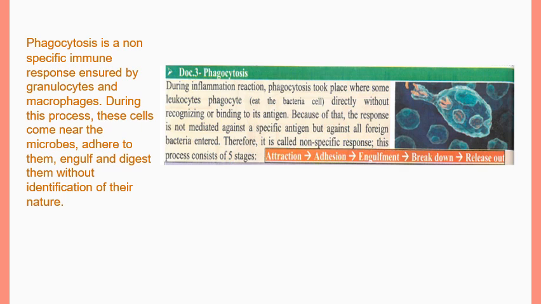Okay, so during inflammation, phagocytosis takes place where some leukocytes, phagocyte means eat, eat the bacterial cell directly without recognizing or binding to its antigen. Because of that, the response is not mediated against a specific antigen, but against all foreign bacteria that entered. Therefore, it is called a non-specific immune response. This process consists of 5 stages: attraction, then adhesion, then engulfment, then breakdown, and then release out. Okay?